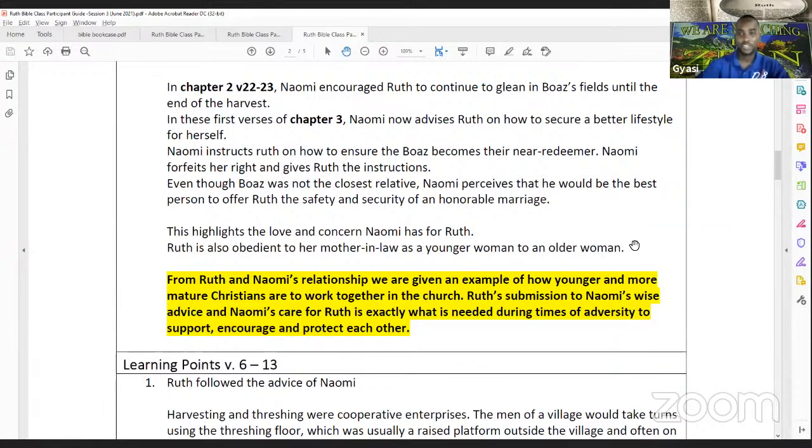You see, Ruth and Naomi give us the example of how the younger and more mature Christians are to work together in the church, especially during times of adversity, when everyone may be looking out for themselves, for their best interests, or may think that they know what is best. Ruth submitting to Naomi shows that she respected her experience, her maturity, and wisdom. And Naomi, on the other part, showed the care and love as a mother would for a daughter. And this is vital throughout times of adversity for us to love, support, respect, encourage, and protect each other.